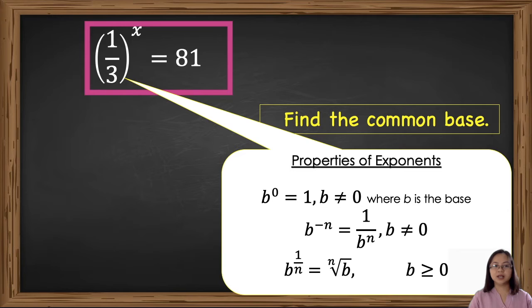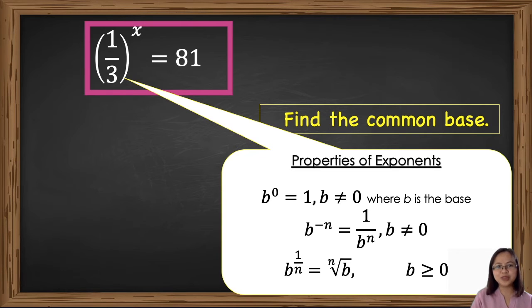In this case, let's take a look. Let's recall the properties of exponents. The first property is b to the 0 is always equal to 1. So meaning, any base raised to 0 is equal to 1. The next thing, we have b to the negative n is equal to 1 over b to the n. And the last one, we have the law of rational exponents. We have b to the 1 over n is equal to the nth root of b.